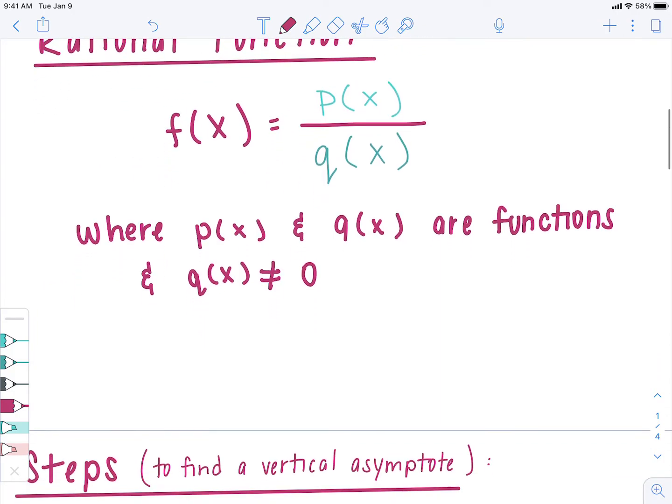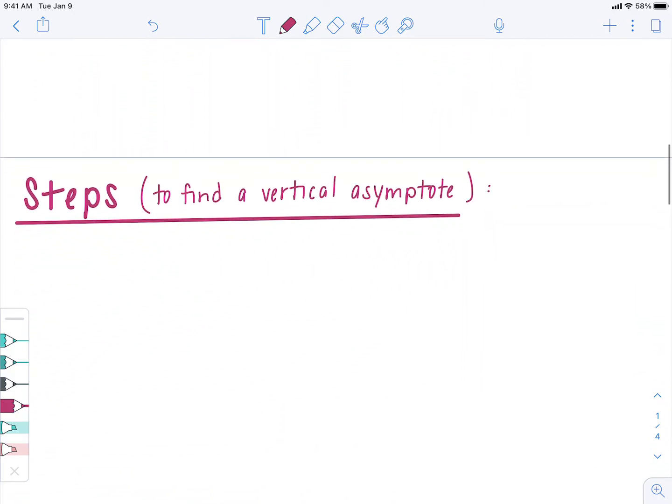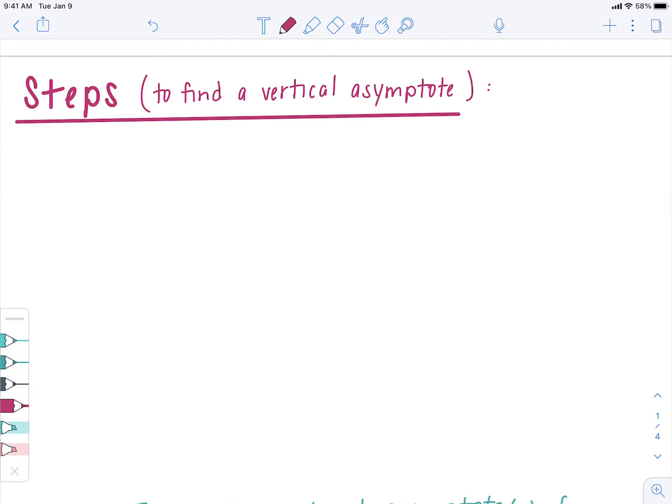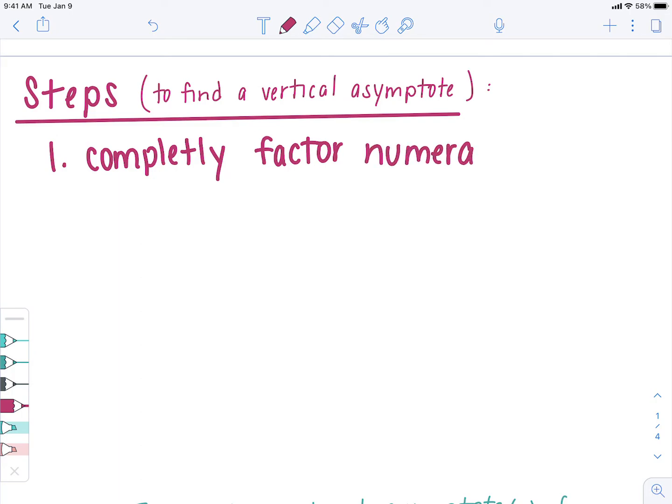Yay. So, if we want to find a vertical asymptote, which is what you're going to be asked to do, the first thing you want to do is factor the numerator and factor the denominator completely. So step 1: completely factor numerator and denominator, if possible. So it might not always be possible.